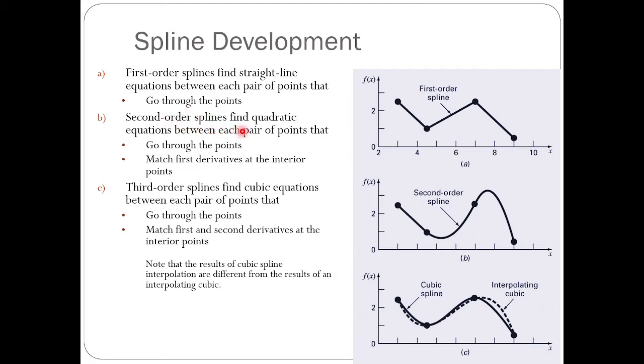Next, second order spline. Find a quadratic equation between each pair of points. Go through the points, match first derivatives at the interior points. So these are the interior points, these are the points of the second order. Okay. So splines find the quadratic equations.